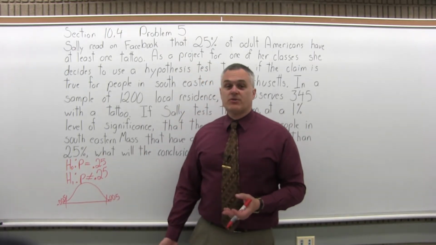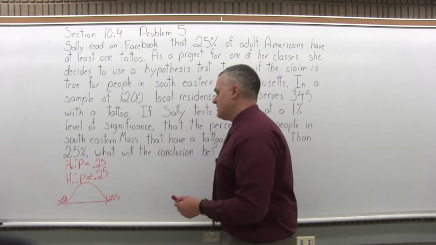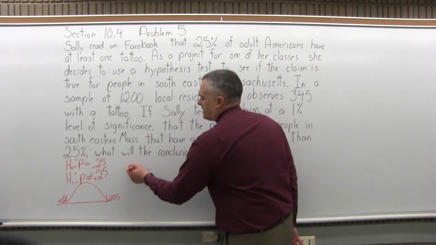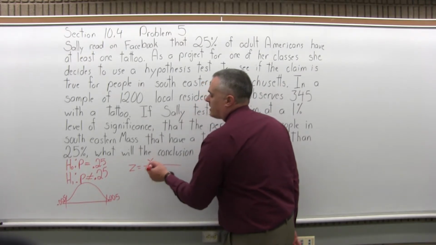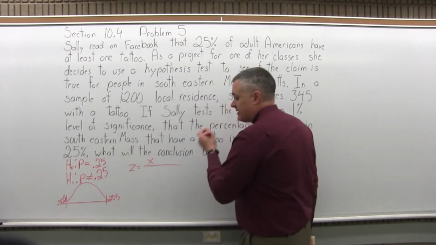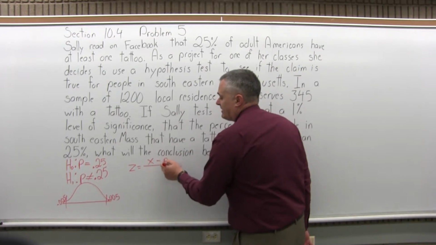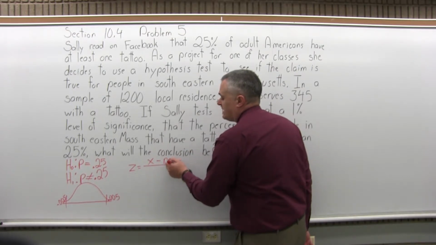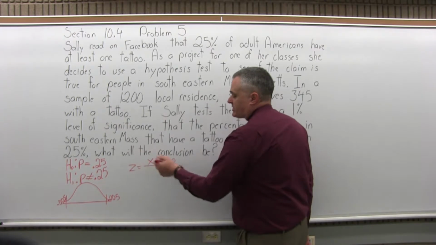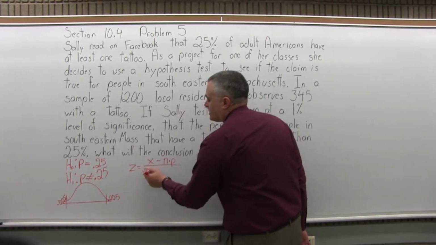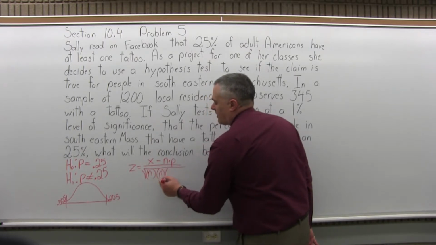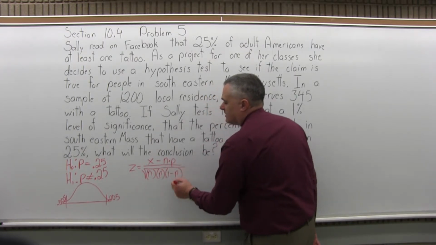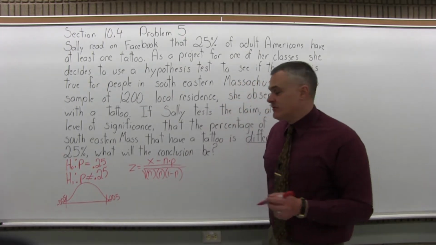So we go on to the next step, which is calculate the value for z. The formula for z is z equals x, the number of observed successes, minus n, the size of the sample, times p, the percent or proportion that you're testing, over the square root of n times p times 1 minus p. So fill it in.